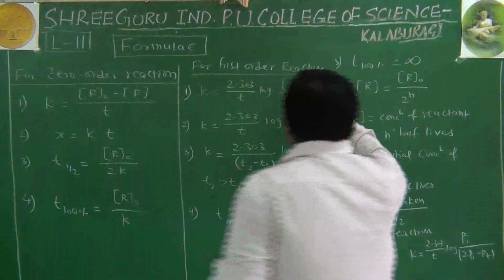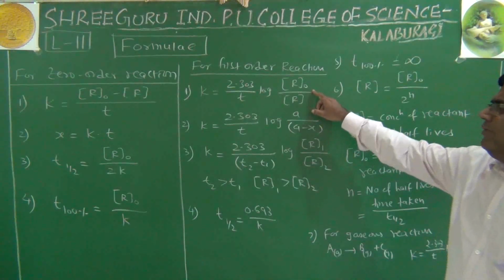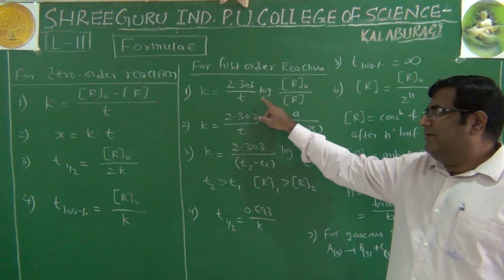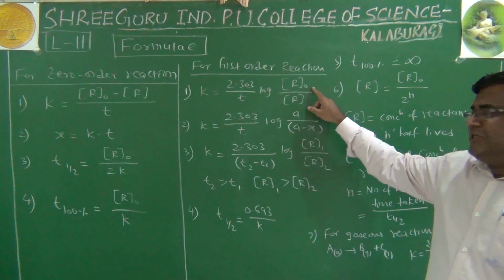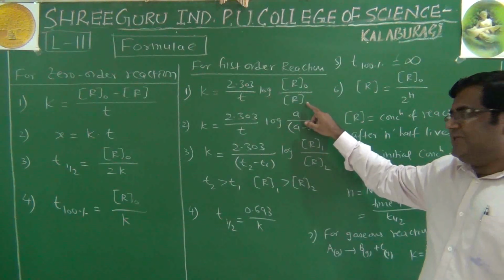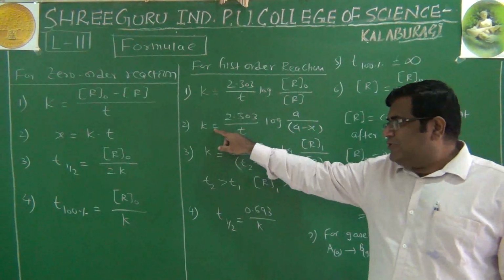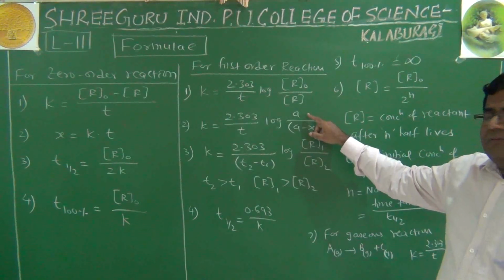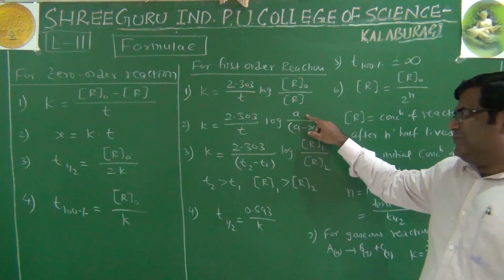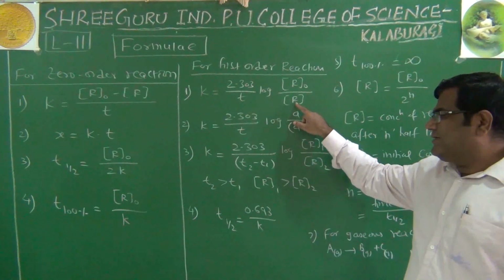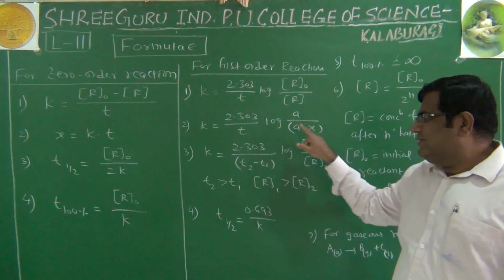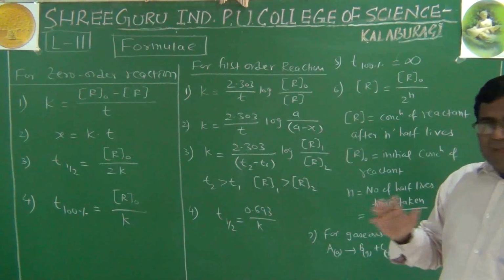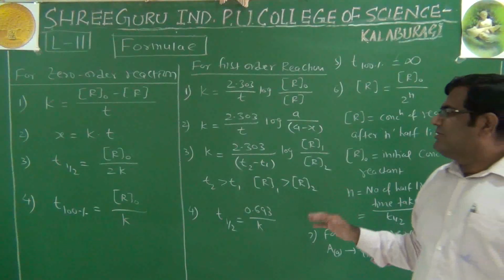For the first order reaction, this equation we have derived, and we call it the integrated rate equation. K equals 2.303 by t, log of initial molar concentration divided by concentration of reactant at time t. This initial molar concentration we can also denote by small a, and the reactant concentration left at time t is nothing but A minus x, because x mole per liter have disappeared as the reaction progresses.